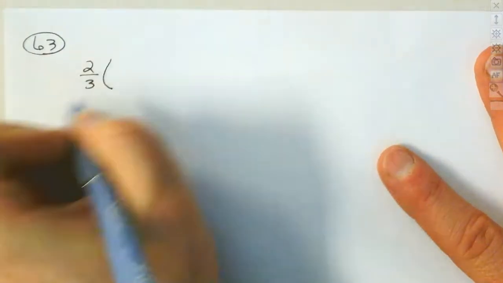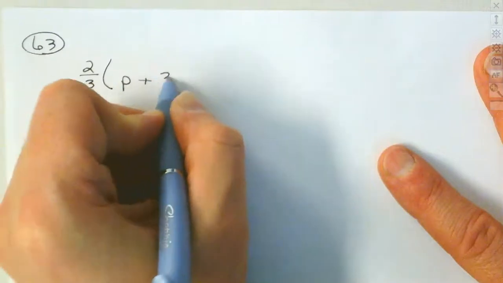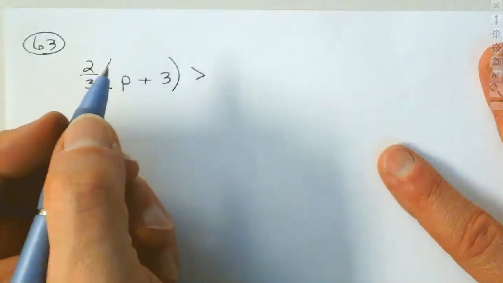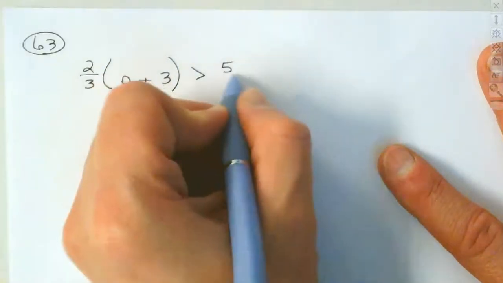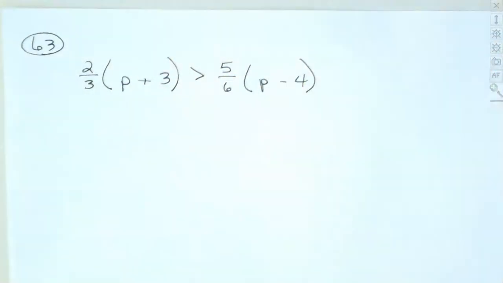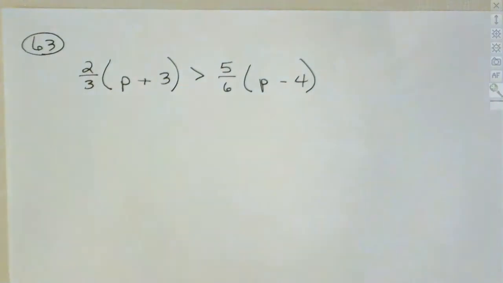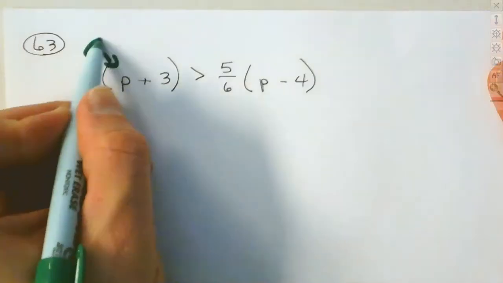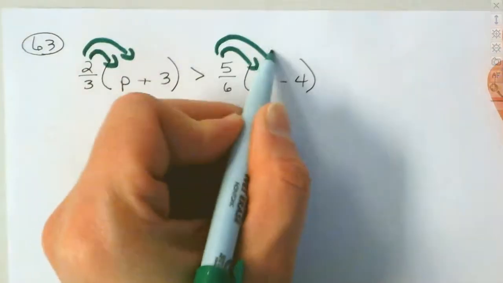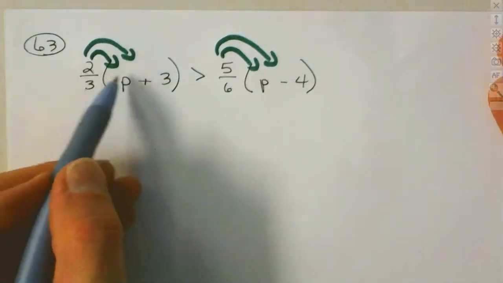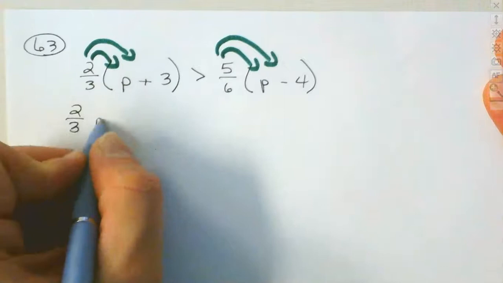So 2/3 times p plus 3 is greater than 5/6 times p minus 4. Okay, so what do we do first? First thing we do is we distribute through. Parentheses have to be done first, then we'll clear our fractions. So distributing through, that is a 2/3 p.